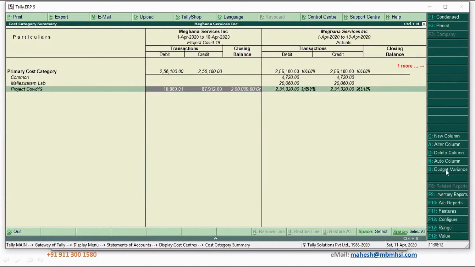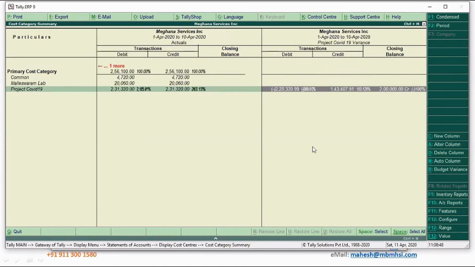See, against project COVID, my budget stands at 10,989 and 87,921, because the project I had given for 3 months, and the closing balance was 2 lakhs. For actual transactions, I have a debit of 231 and credit of 231, which is typically some 2,100%. So this is how I could get the variance report.